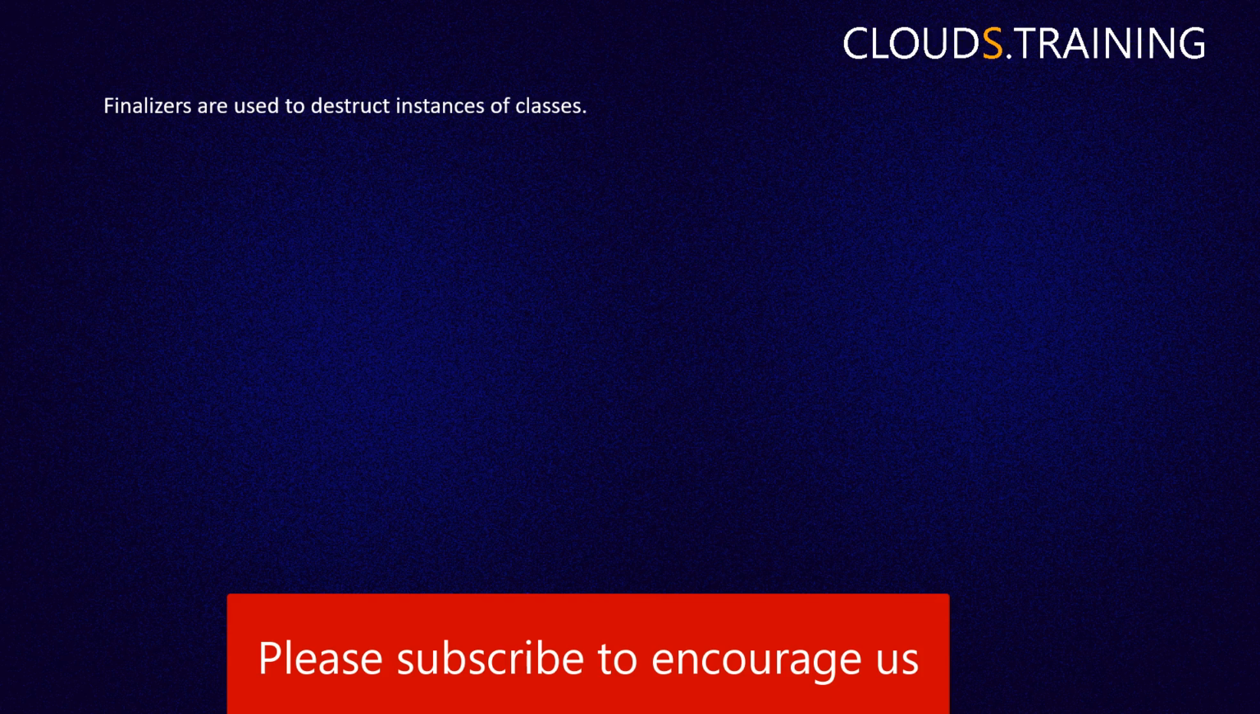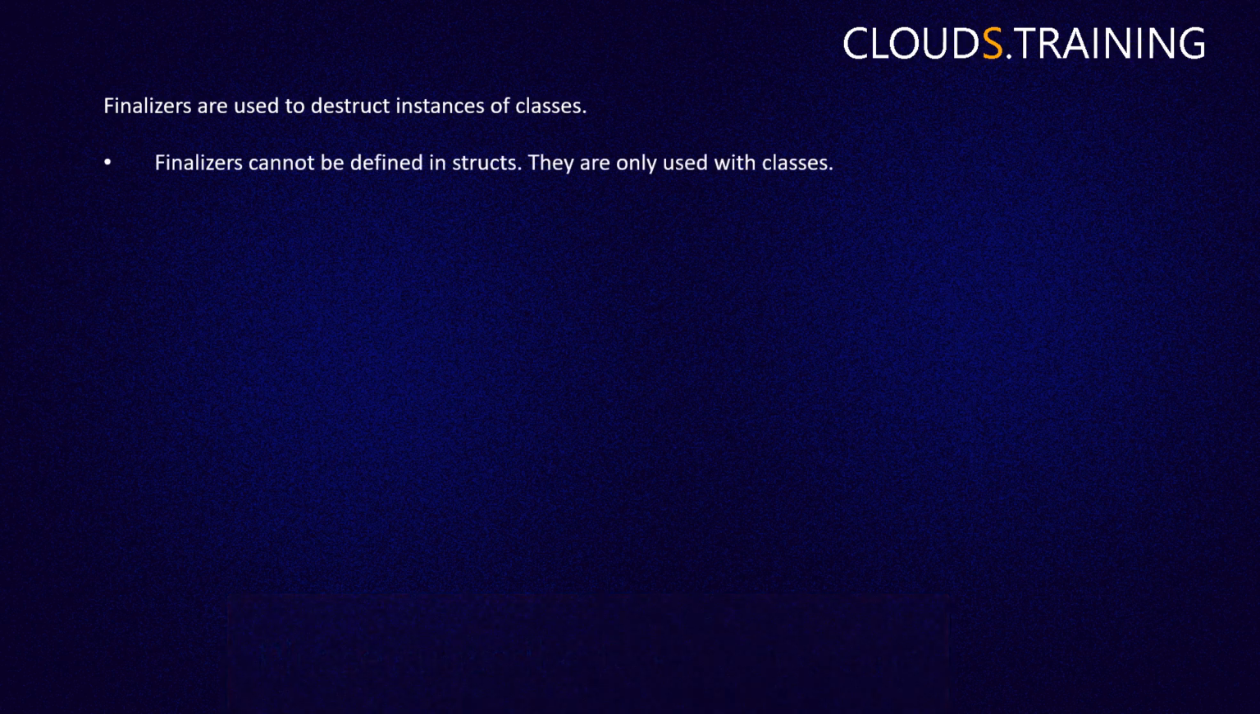There are some limitations when we are dealing with finalizers. Finalizers cannot be defined with structures. They are only used with classes. If you remember in our previous lessons, we have clearly explained classes and structures. Classes are reference types, whereas structures are value types. When a structure is initialized, it will store the object in physical memory, whereas when a class is initialized, the reference to the location is created in heap memory.